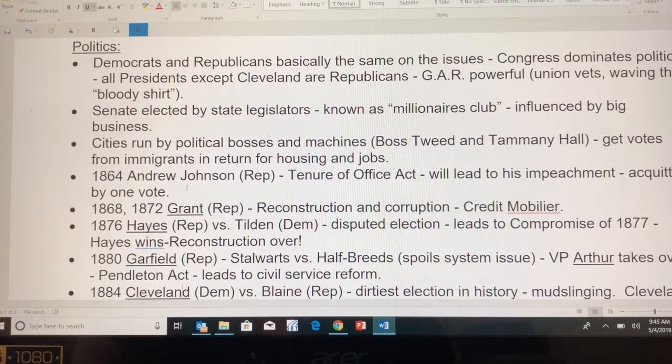We're going to see cities are going to be run by political machines such as Boss Tweed, and these people are like the go-betweens between the politician and the constituents. The political machine goes out and they actively campaign to get votes from the immigrants, and the immigrants will vote the way that they need.